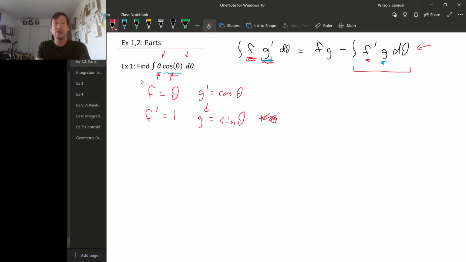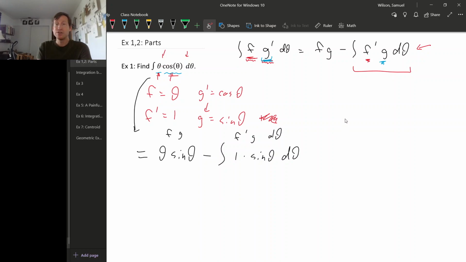Okay, now that we have all of these pieces, we can use our integration by parts formula. It says f times g, so theta times sine theta, minus the integral of f prime times g d theta. So f prime is 1, g is sine theta, d theta.